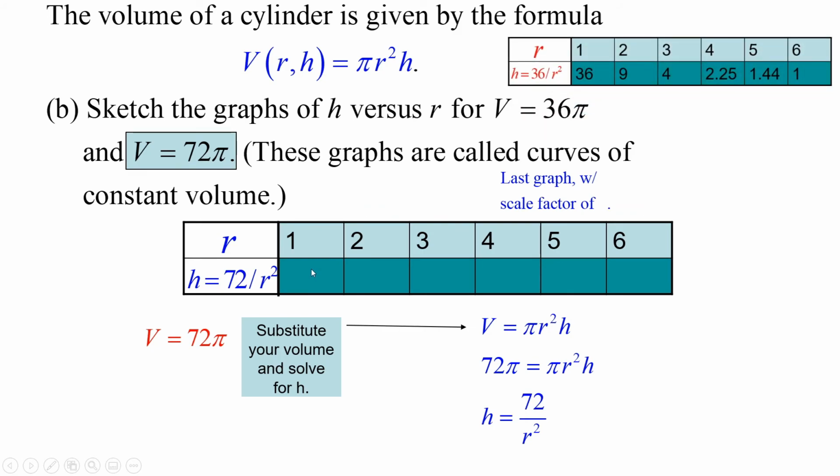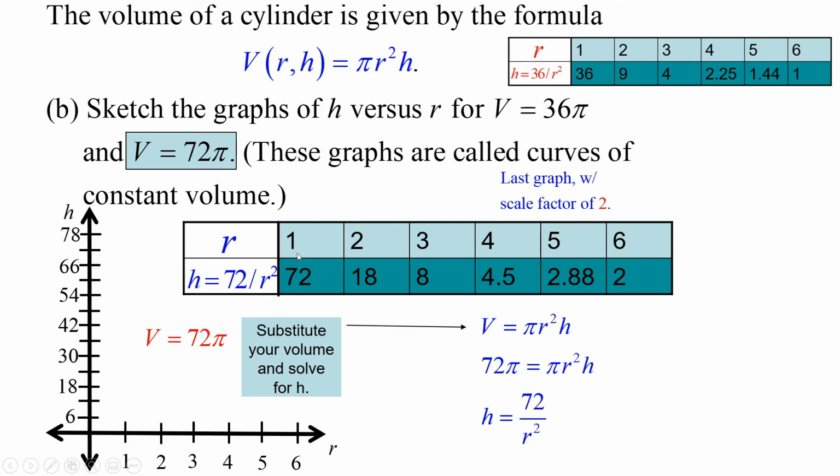Oh, and look at here, I'm talking about what I mentioned a second ago. So I could crunch all these numbers, but again, because 72 pi is twice as much as 36 pi, I'm just doubling every output. Look at this, 36 times 2, 72. 9 times 2, 18. 4 times 2, 8. 2.25 times 2, 4.5. 1.44 times 2, 2.88. Boy, that's a lot easier than recrunching all these numbers. And 1 times 2 is 2.